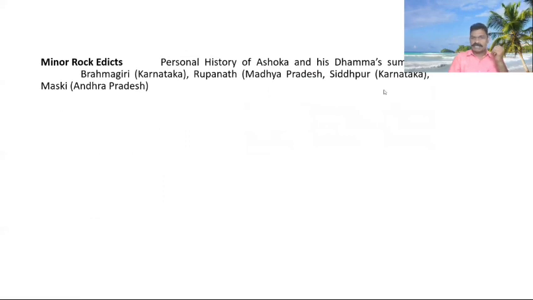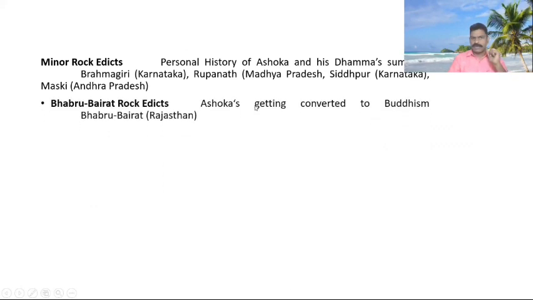Next, major rock edicts of Ashoka, and minor rock edicts of Ashoka. Minor rock edicts speak about Ashoka and a summary of his Dhamma. They were found at Brahmagiri in Karnataka, Rupanath in Madhya Pradesh, Siddhapur in Karnataka, and Maski in Andhra Pradesh. These are the areas where minor rock edicts were found.